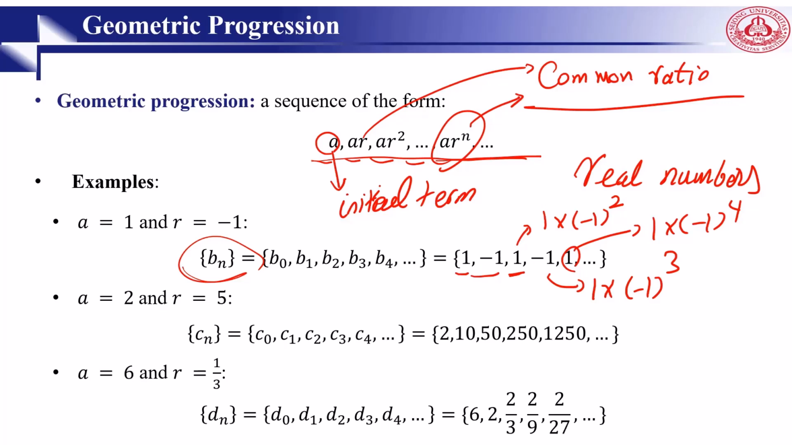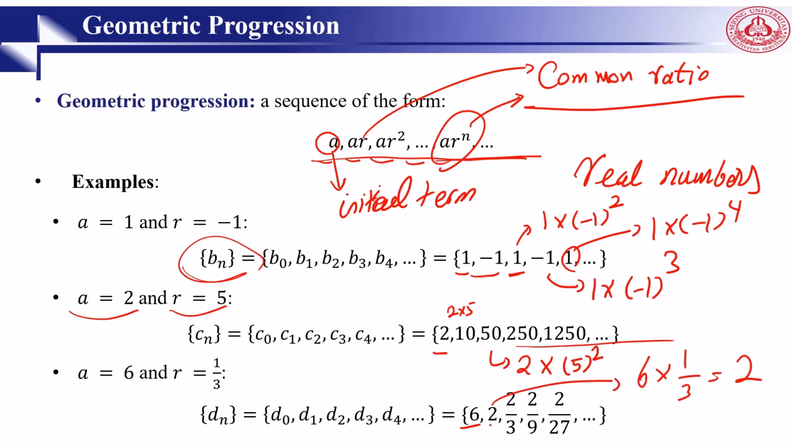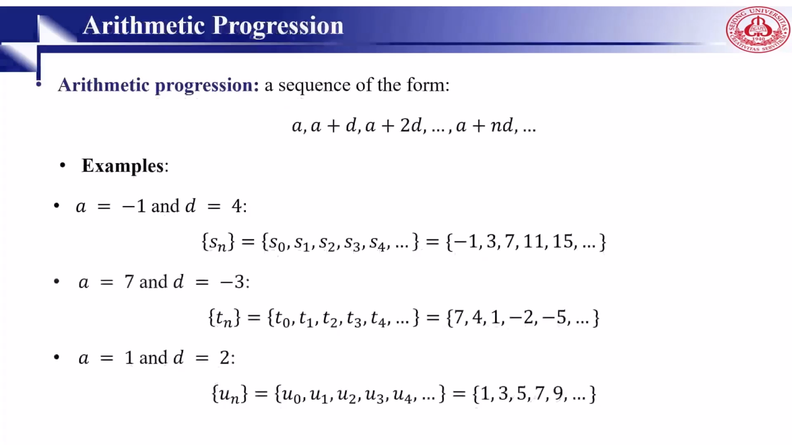Let's see another example where a equals 2 and r equals 5. The first or initial term is 2. The second one is 2 multiplied by 5, which is 10. The third one is 2 multiplied by 5 to the power of 2, which is 50. In this way you can calculate the rest. In the third sequence, a equals 6 and r is 1 by 3. The first term is 6. The second is 6 multiplied by 1 by 3, which is 2. The third is 6 multiplied by 1 by 3 to the power of 2, which is 2 by 3. In this way we can find the rest of the terms.